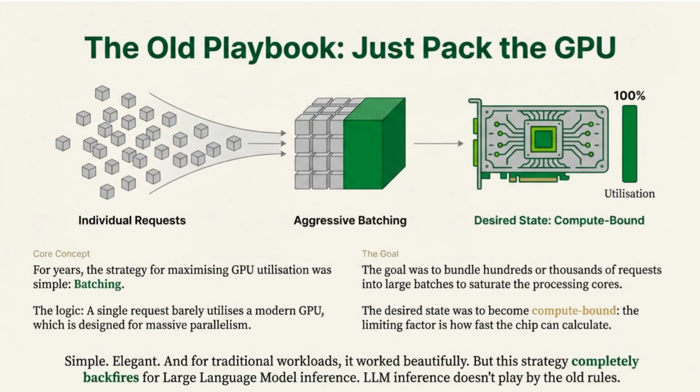Traditional ML works great. The goal was to make your workload compute bound. What does that mean? It means the calculation speed is your bottleneck. Your chip is working as fast as it can. That's what you want. But here's the problem. LLM inference doesn't work this way. No matter how much you batch, it stays memory bound. The bottleneck is not calculation, it's data movement. And that changes everything.